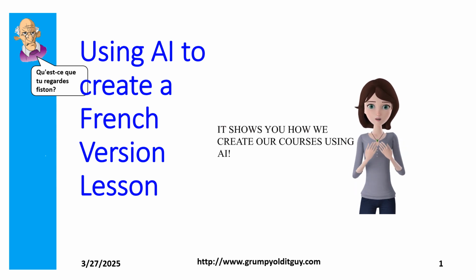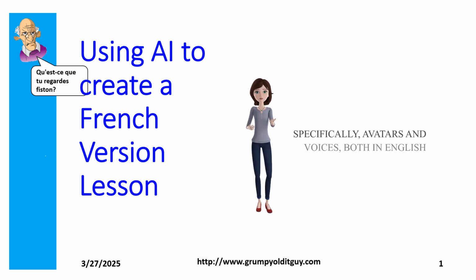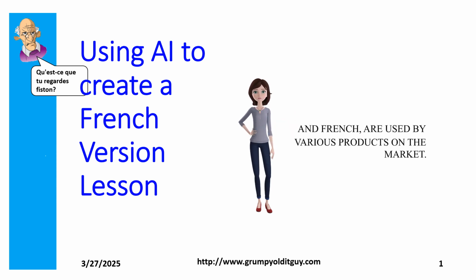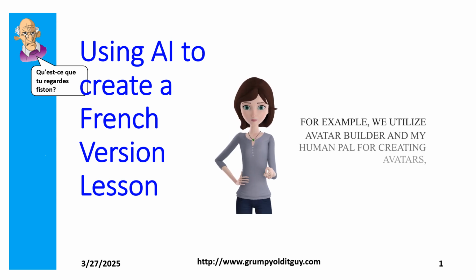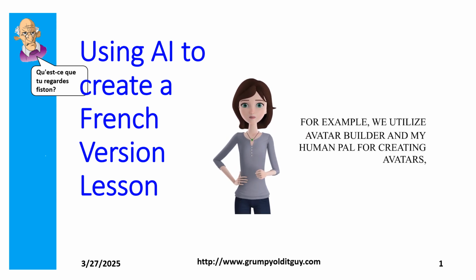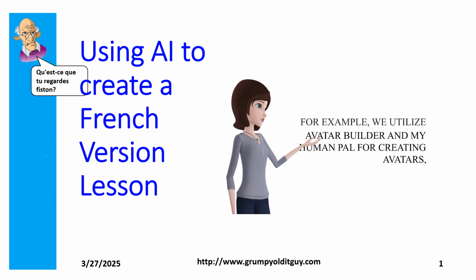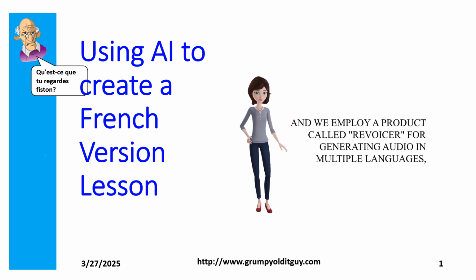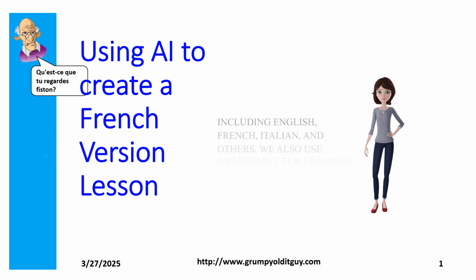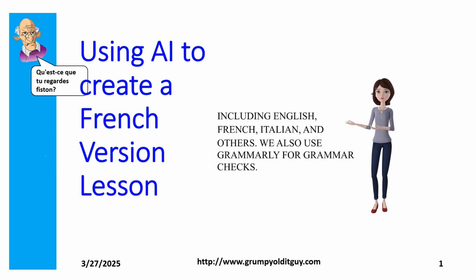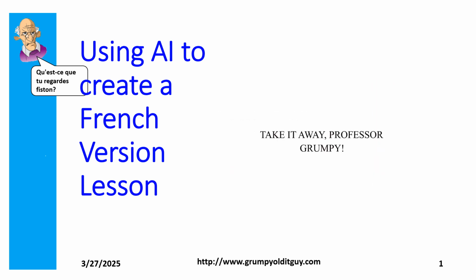It shows you how we create our courses using avatars and voices, both in English and French, produced by various products on the market. For example, we use Avatar Builder and MyHumanPal for creating avatars, and a product called Revoicer for generating audio in multiple languages, including English, French, Italian, and others. We also use Grammarly for grammar checks. Take it away, Professor Grumpy.